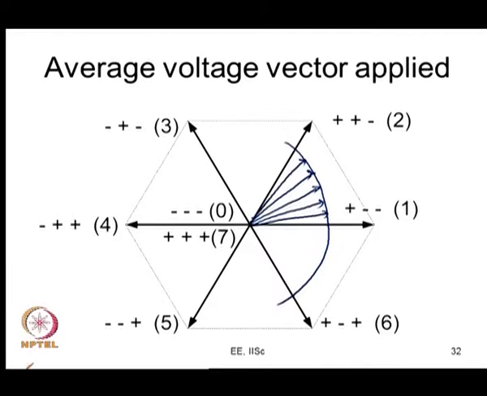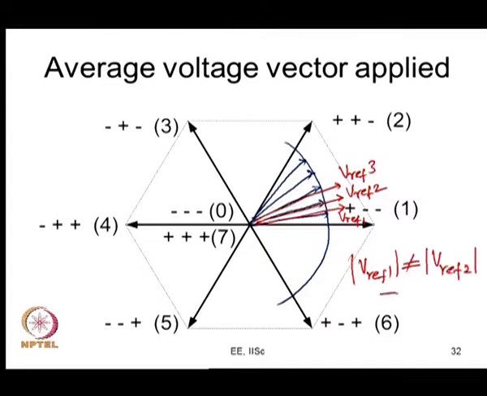Now, what is happening? You may have applied some vector like this, and some other vector like this, again some other vector like this. Let us call this Vref1, this Vref2, and this Vref3. Now, the magnitude of Vref1 is not equal to the magnitude of Vref2, and that is not equal to the magnitude of Vref3. This is because of overmodulation. This is what our analysis shows.